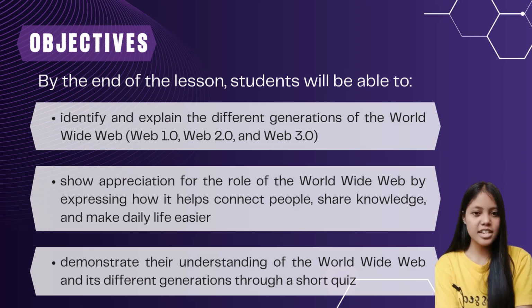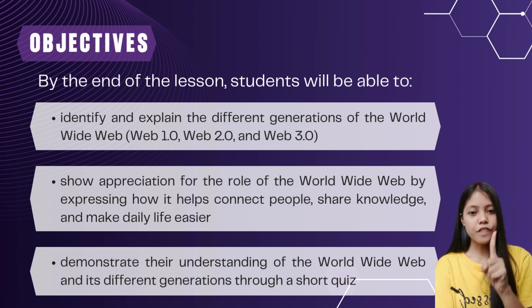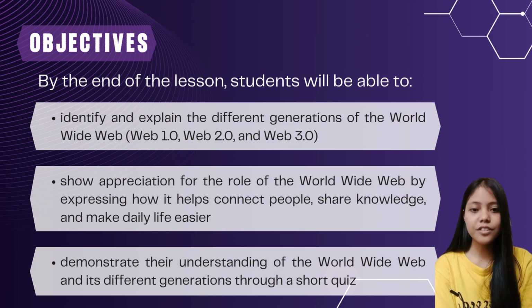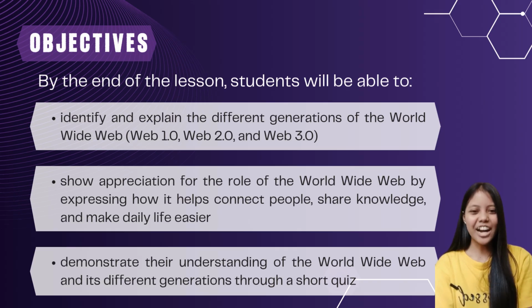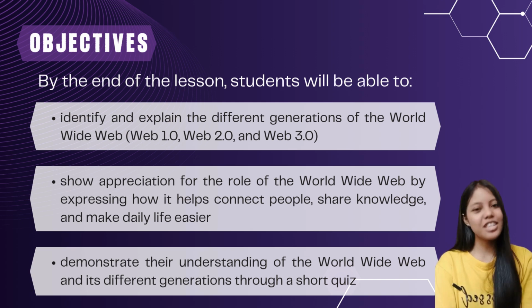By the end of the lesson, the students will be able to, first, identify and explain the different generations of the World Wide Web, which are Web 1.0, Web 2.0, and Web 3.0. Second, show appreciation for the role of the World Wide Web by expressing how it helps connect people, share knowledge, and make daily life easier. And lastly, demonstrate their understanding of the World Wide Web and its different generations through a short quiz. Now, let's dive into our discussion.